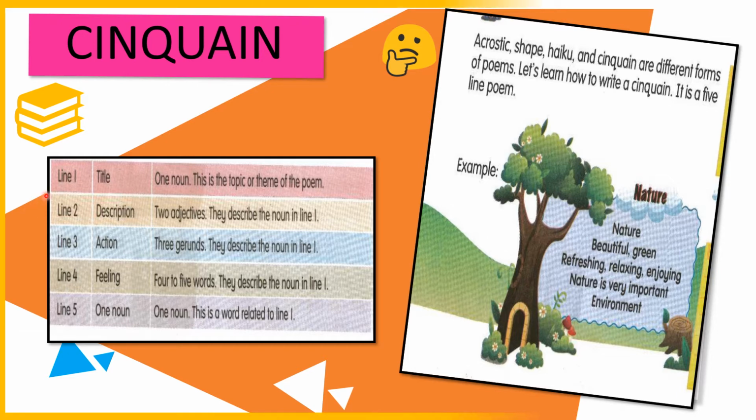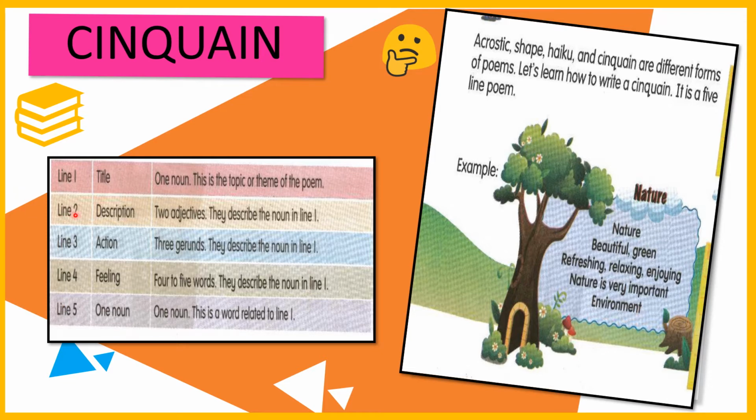Now let's learn how to write the CINQUAIN. So remember, there are 5 lines: 1, 2, 3, 4, 5. For the first line, we have to write the title. So one noun, this is the topic or theme of the poem. For example, the first line is nature. So nature is the topic or theme for this CINQUAIN.